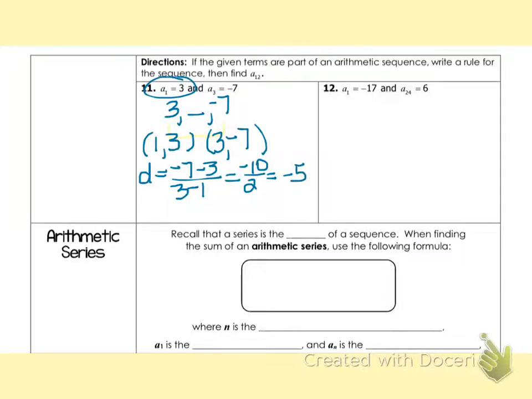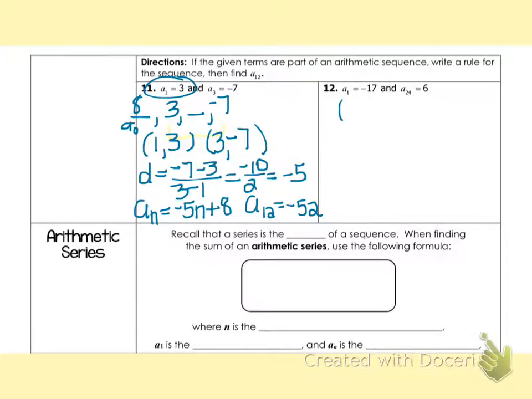Now since I do have the first term, I could easily work backwards to find the 0 term. I know that instead of subtracting 5, I'd have to add 5 to go backwards. So this 0 term, a sub 0, must be 8. To write my formula, a sub n is the constant difference, which is negative 5, times n, plus the 0 term, which is 8. Now I can easily figure out a sub 12. Just plug 12 in and find my value. If I plug 12 into the function, I would get negative 52, because that would be 12 times negative 5, which is negative 60, plus 8, that's negative 52.